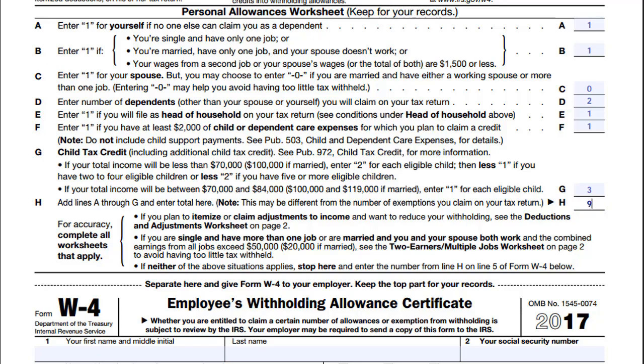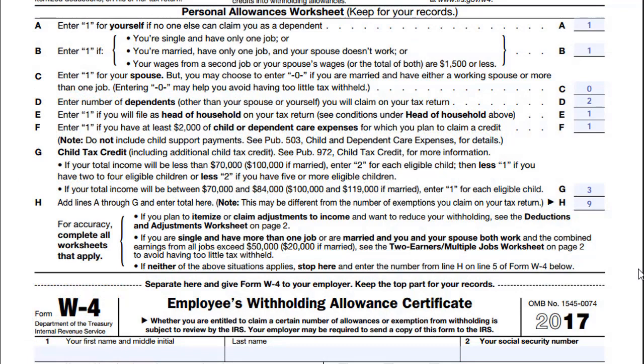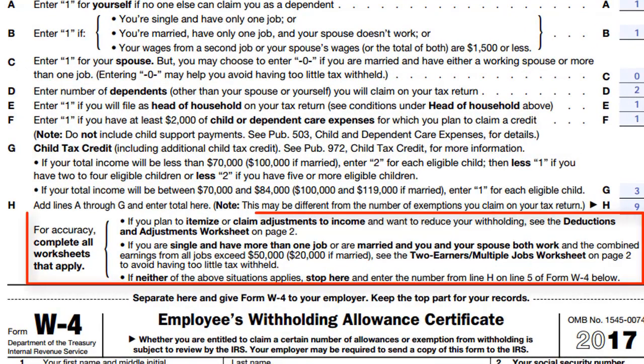Notice the difference between allowances and exemptions. On Susan's tax return, she will only be able to list herself and 2 children as exemptions. That's a total of 3. However, on her Form W4, she qualifies for 9 allowances. Another reason many taxpayers overpay in taxes is because they do not read this form and instead list their exemptions instead of allowances. The paragraph below line H states, if you plan to itemize or claim adjustments to income and want to reduce your withholding, see the deduction and adjustment worksheet on page 2.